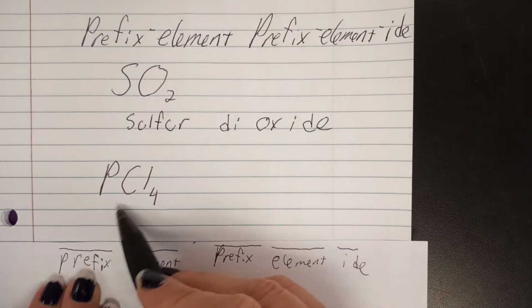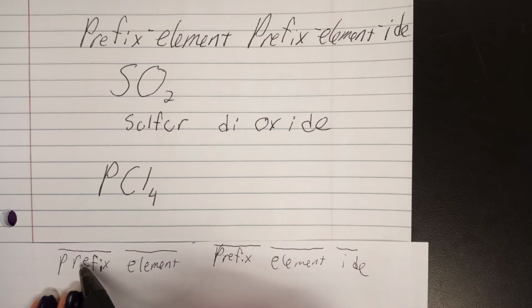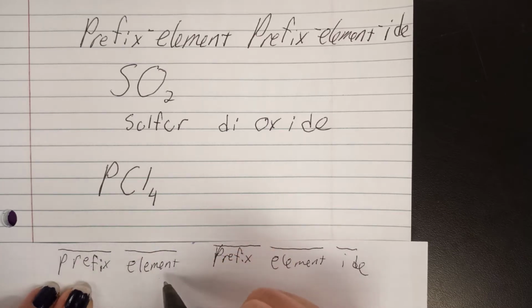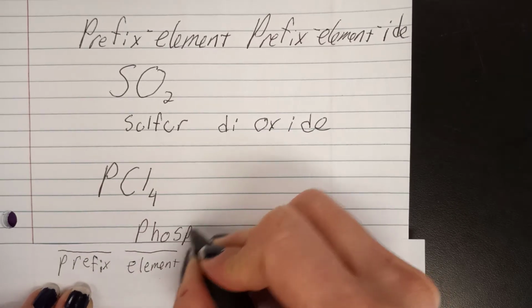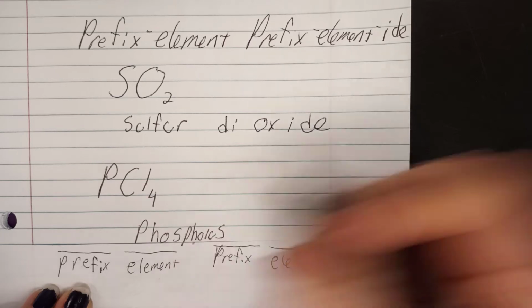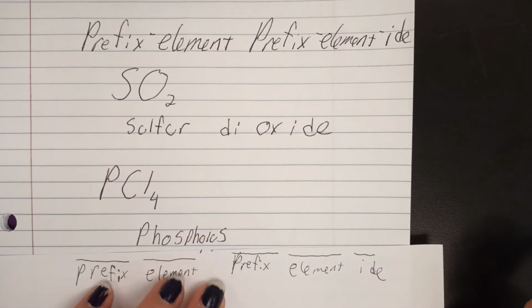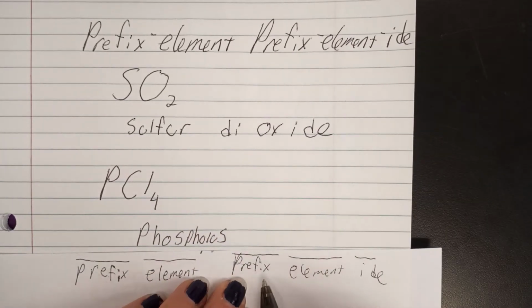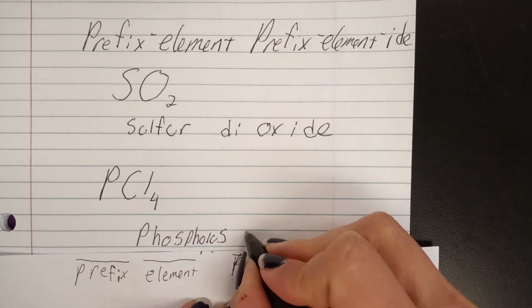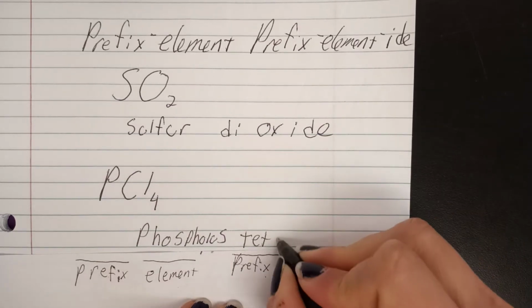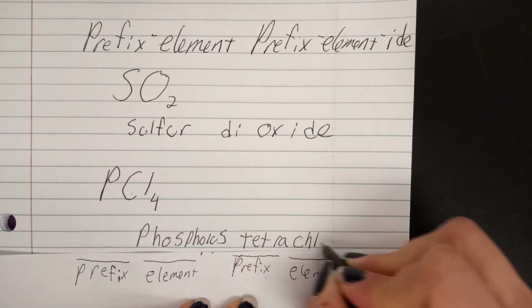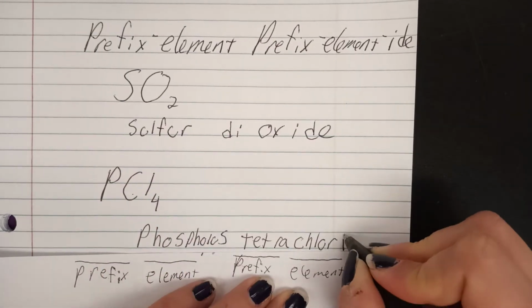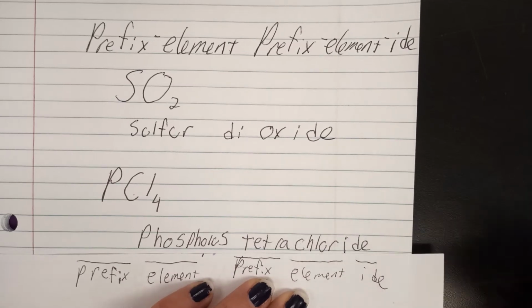So our first element here, this capital P, I need a prefix. It would be mono, but we don't start with mono, so we come over to the element, phosphorus. Here, we'll scoot it over. Prefix, there's 4, so that's tetra. The element, chlorine, so we go chlor, and make sure you end it in an IDE.